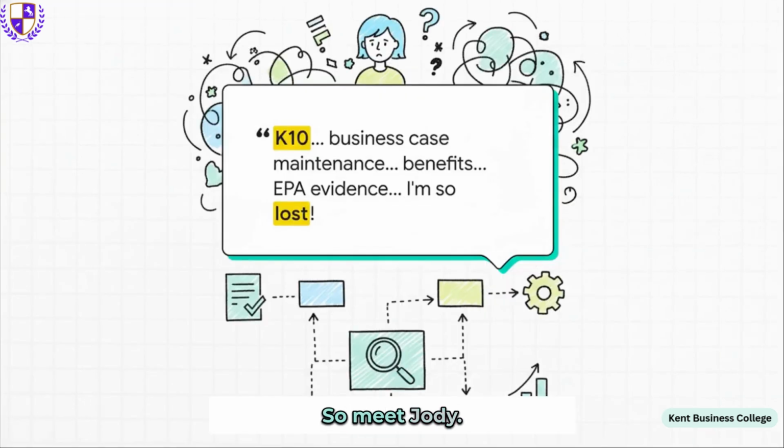So, meet Jody. She's a level 4 APM apprentice at IBIS Stores. And let's be honest, she's feeling completely overwhelmed. All these terms, business case, benefits, EPA evidence, they can feel like a foreign language, totally disconnected from your day-to-day job. But here's the thing. What if there was a simple way to see how they all fit together?